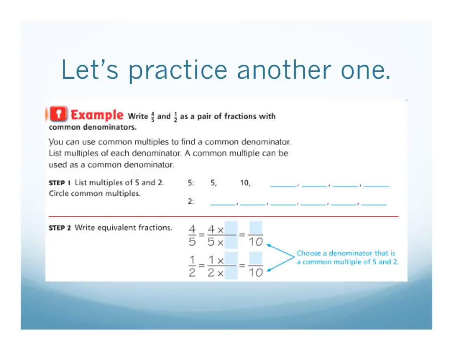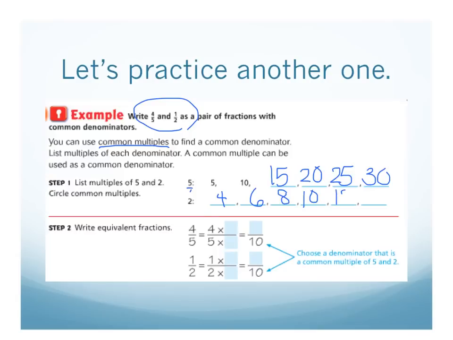Let's practice finding common denominators. The first step is to find common multiples of a common denominator. So we're going to list those just like I did in that other problem. Here, if we're looking at 4/5 and 1/2, I'm going to find multiples of 5. 5, 10, 15, 20, 25, and 30. I'm going to list some multiples of 2. 4, 6, 8, 10, 12, 14.